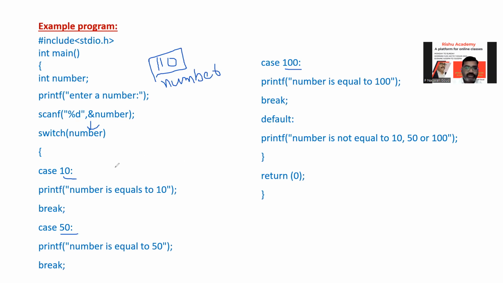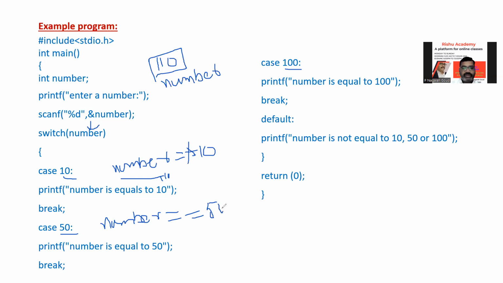So number equal to what? Number equal to 10. What is the case value here? The case value is 10. What is the number value here? The number value is 110. So this condition is false, right? Then go to the second case. Number equal to 50. The case value is 50. Again, this condition is false. Why? The number has value 110.